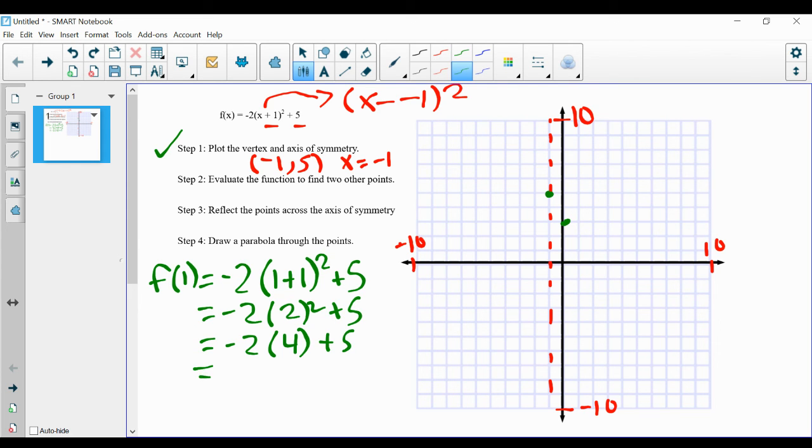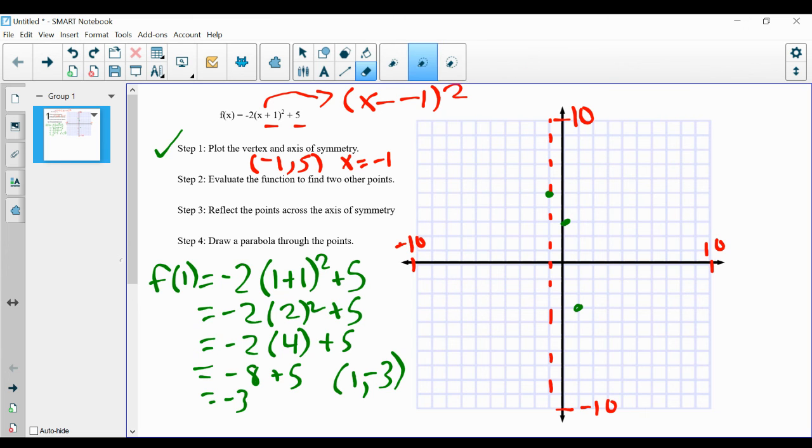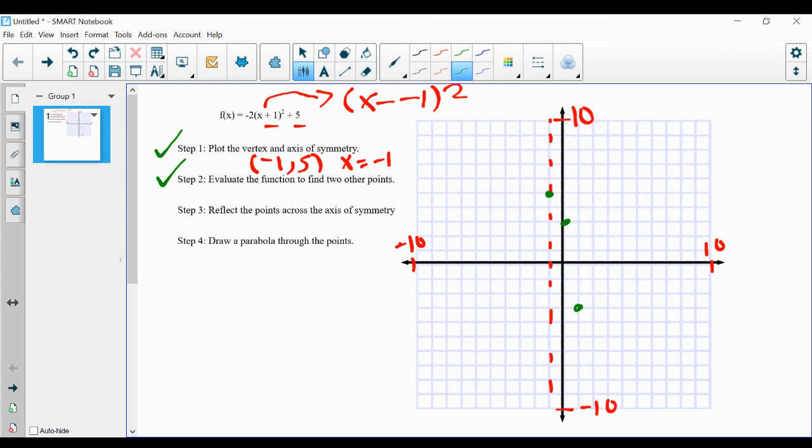Order of operations says we have to do multiplication first. So negative 2 times 4 is negative 8 plus 5. So we get negative 3. So that means the point (1, negative 3) is also part of this graph. So I'm going to go over 1 and down 1, 2, 3, and I'll plot my point. Okay, step 2 is complete.